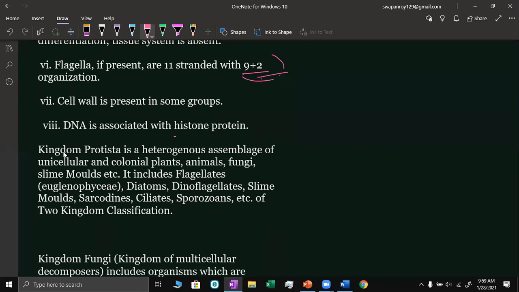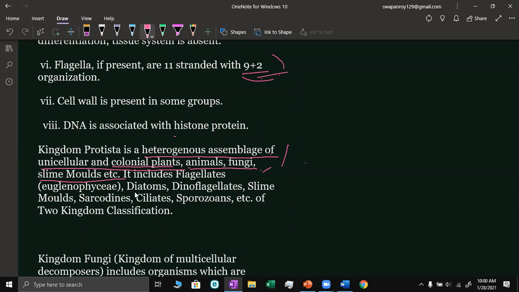All these eukaryotic characteristics are there. This kingdom Protista is a heterogeneous assembly of unicellular and colonial plants, animals, fungi, slime molds, etc. This one is again a demerit of the five kingdom classification. Here, unicellular as well as colonial organisms. Colony is the loose arrangement of single cells, so these colonial forms are more or less multicellular type. There are animals, fungi, slime molds, so again, it is a mixture.